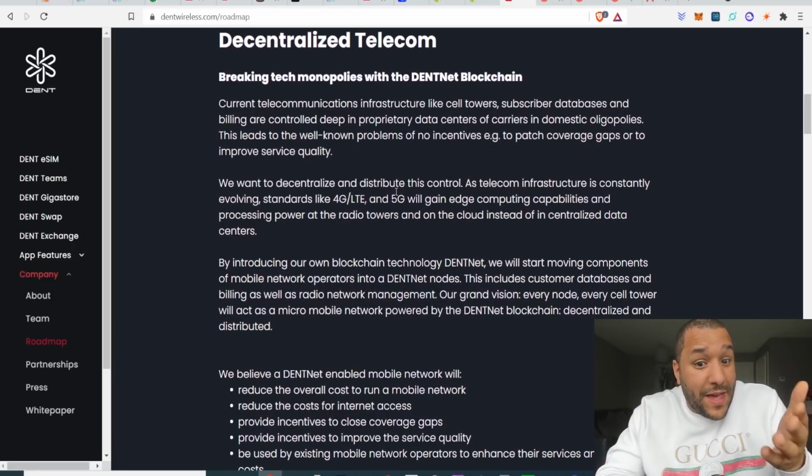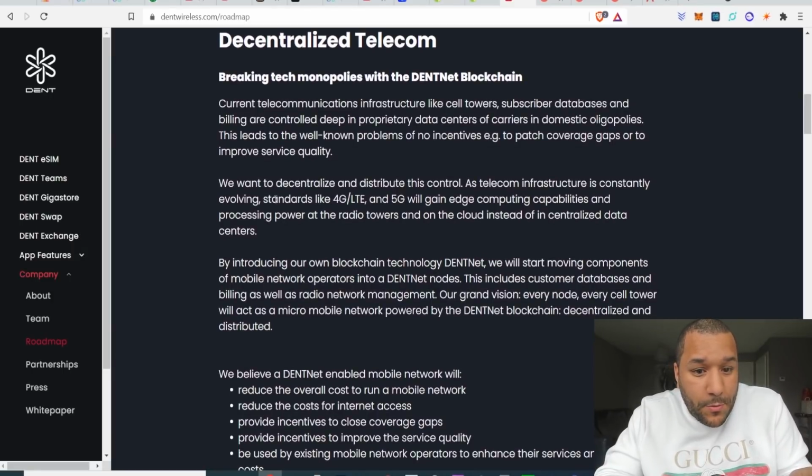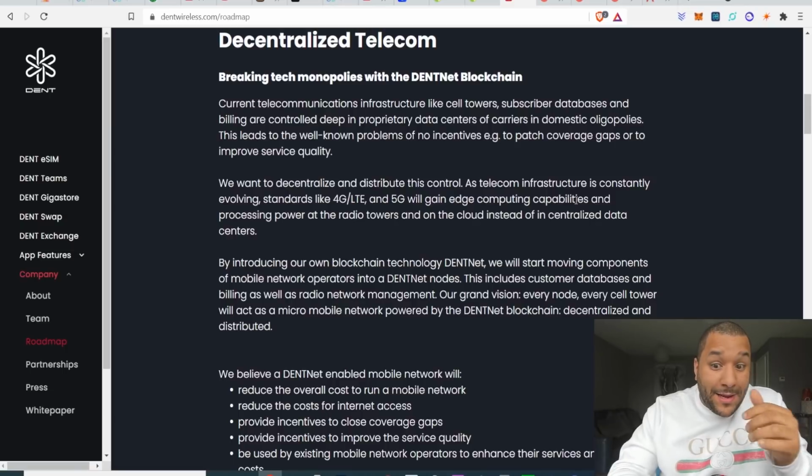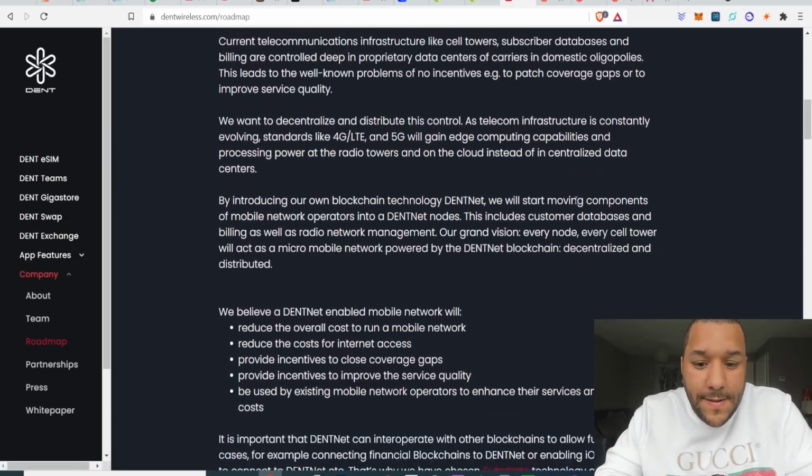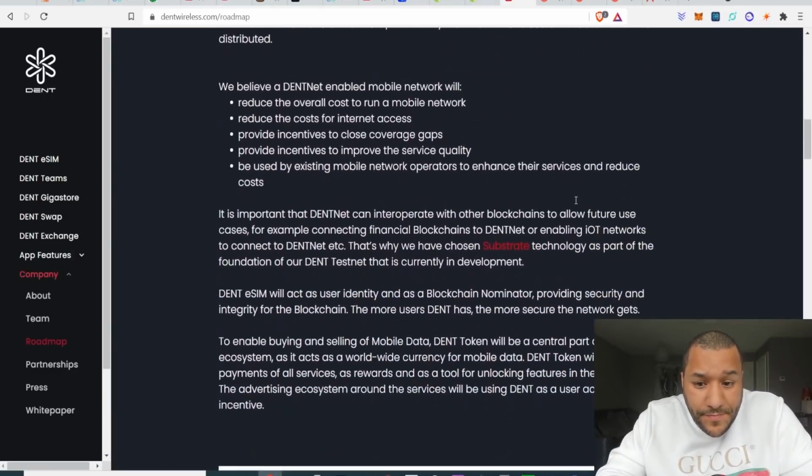I'm guessing with their SIM, we want to decentralize and distribute this control as telecom infrastructure is constantly evolving. Standards like 4G, LTE and 5G will gain edge computing capabilities. So what they're saying is maybe they're going to make a SIM which can adapt to these high speeds, high connections. And if they do, it's going to be good.